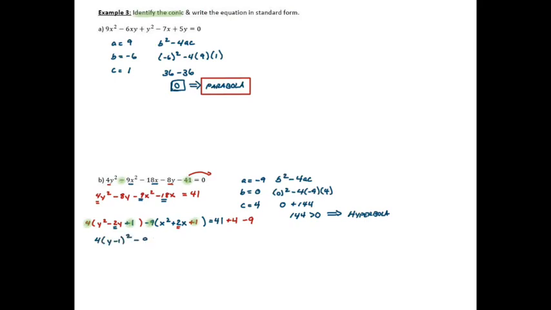So what I'd get is 4 times the quantity y minus 1 squared, that's me factoring that, minus 9 times the quantity x plus 1 squared equals 36.